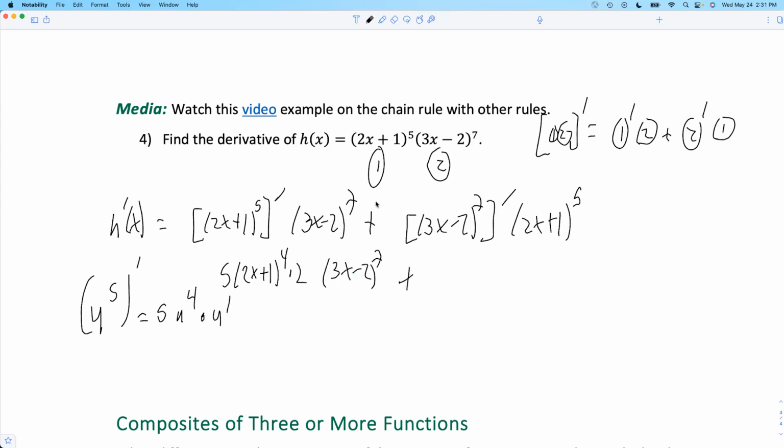Plus, what's that plus? Here, I've got junk to the seventh. The derivative of anything to this, doesn't matter what it looks like, the derivative of anything to the seventh power is 7 times that thing to the sixth times the derivative of the inside. The derivative of 3x minus 2 is just 3. This guy is just coming along for the ride.